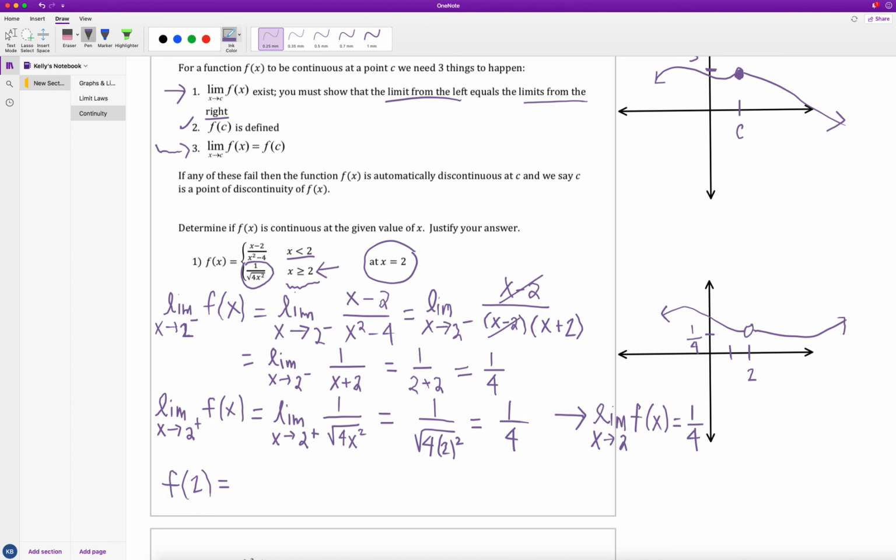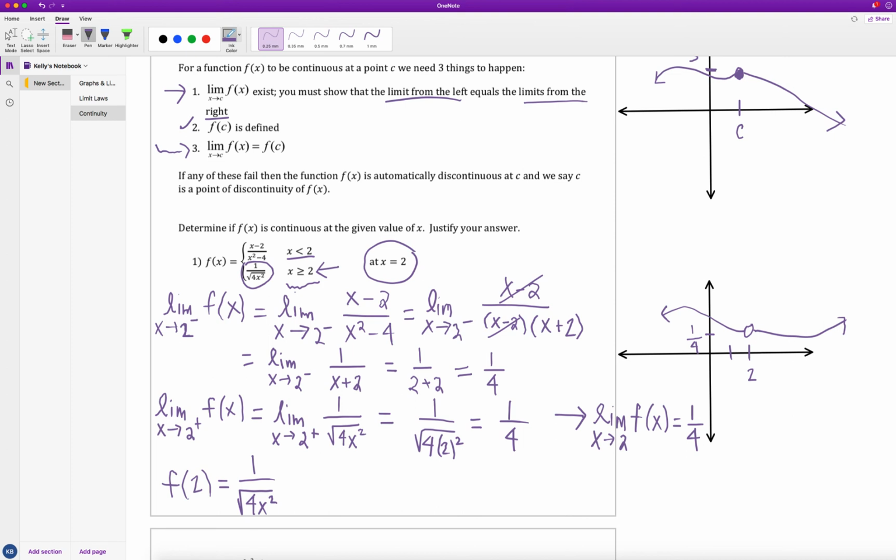Now be careful here. I wouldn't want to write equals 1 over the square root of 4 times x squared because that's not actually true. This is what f of x is equal to. We're looking for f of 2. This is what we call a syntax error because technically f of 2 does not equal 1 over the square root of 4 times x squared.